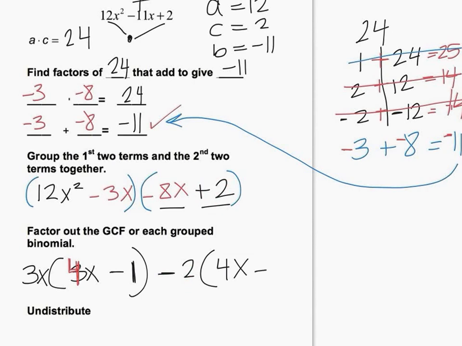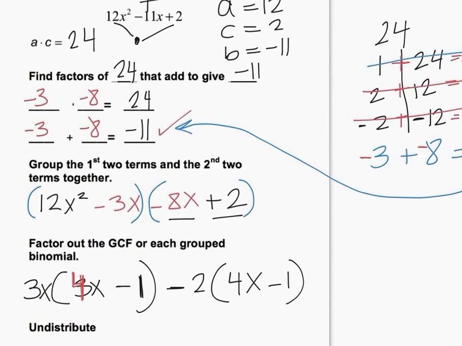Now remember, if you have access to your calculator, you can divide on your calculator. So 2 divided by negative 2 is a negative 1. Always distribute to double check. Negative 2 times 4x, that's negative 8x. Negative 2 times negative 1 is a positive 2.